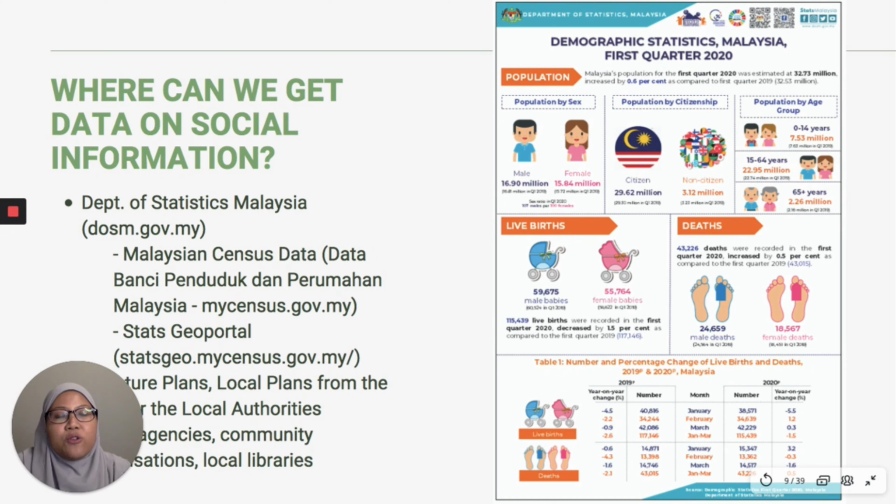The statistics also show population by sex, by citizenship, by age group. It also shows the rates of live birth and death for the population of Malaysia.